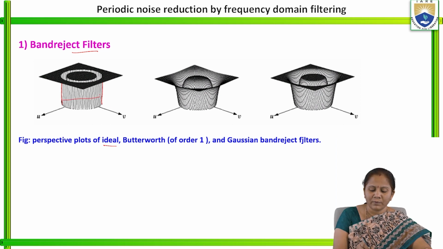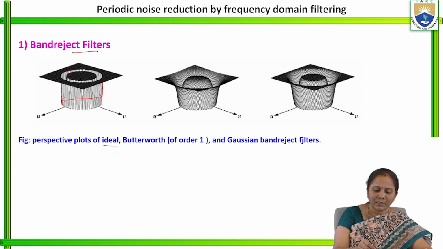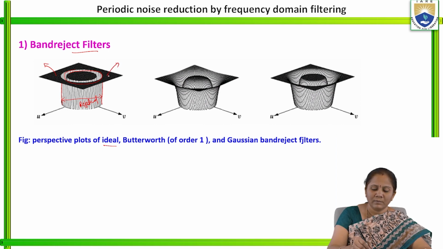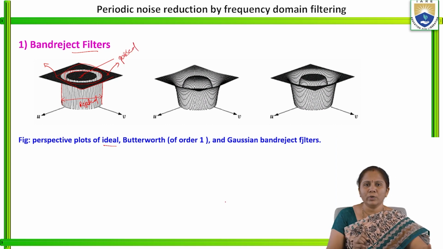Whatever frequencies are available inside the circle that we can observe here will all be rejected. The remaining frequencies, except that circle, in the middle and surrounding that circle, will all be passed. So it is going to reject that particular band of frequencies.